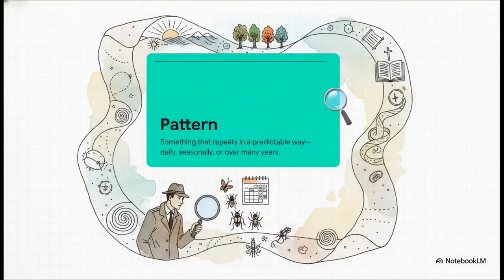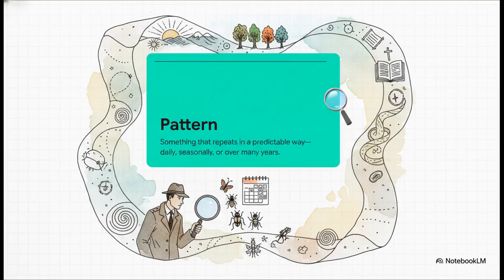Think of the natural world as a giant, unfolding mystery. It's like a massive puzzle. And as scientists and students, we are essentially the detectives, searching for very specific clues. And the absolute most important clue we can look for? It's a pattern. By definition, a pattern is just something that repeats in a predictable way. This could happen daily, seasonally, or even stretch over the course of many, many years. By detecting this order in nature, scientists can figure out how things work and, more importantly, what might happen next.